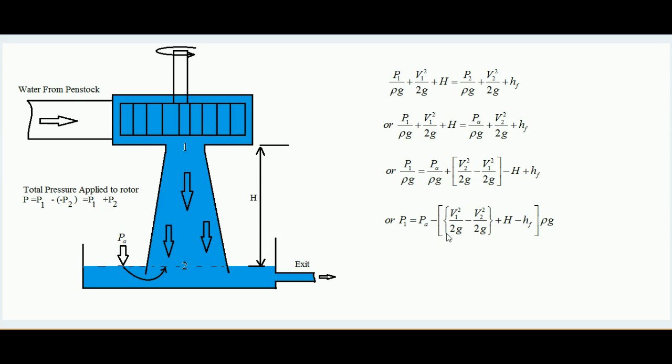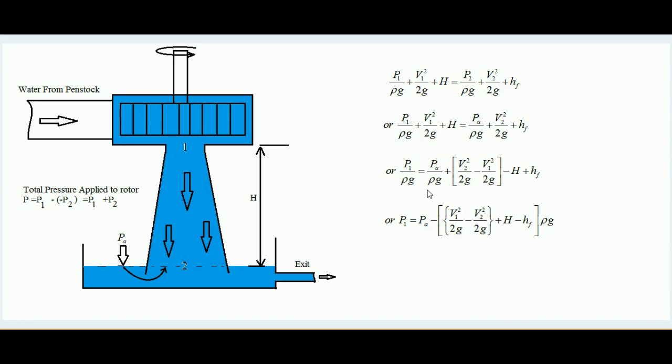So this entire entity which is subtracted from PA is positive. So definitely, if some amount is subtracted from atmospheric pressure, then at point 1 the pressure is lower than atmospheric pressure, so that is vacuum pressure. So this is how the draft tube develops a vacuum pressure over the exit of the runner system.